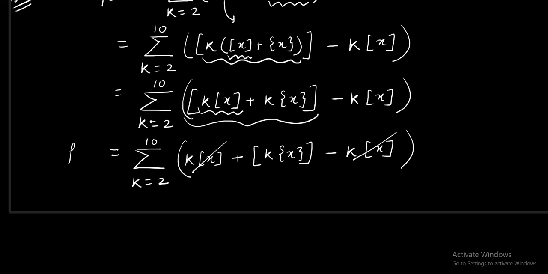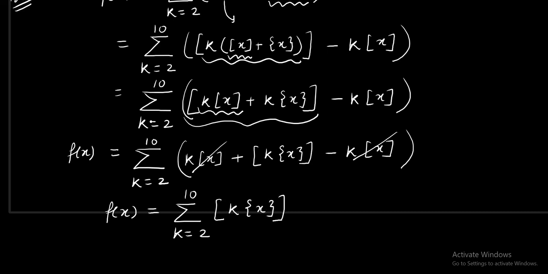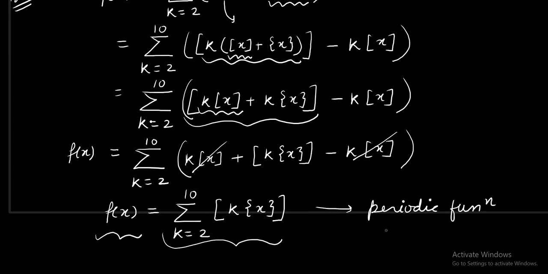This is our function f of x. Let us write it properly once. f of x turns out to be sigma k is from 2 to 10 integral part of k times fractional part of x. This is what we are getting. If you observe the expression carefully, you will notice that this whole function f of x is actually a periodic function, and it has the period equal to 1. The period of the function that we are getting is equal to 1.